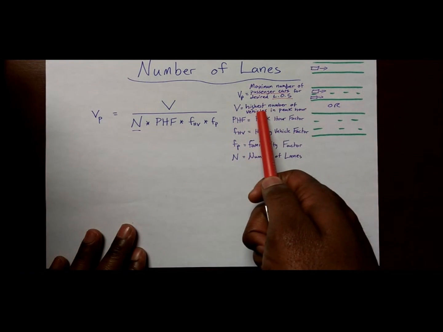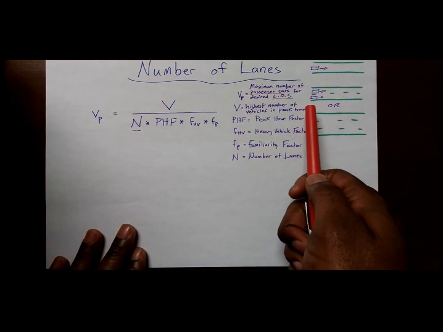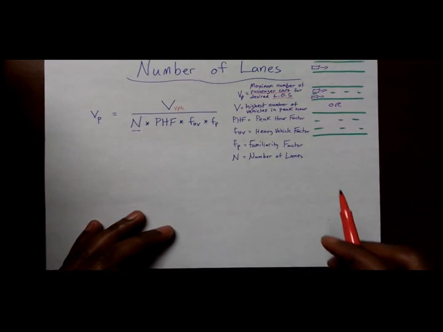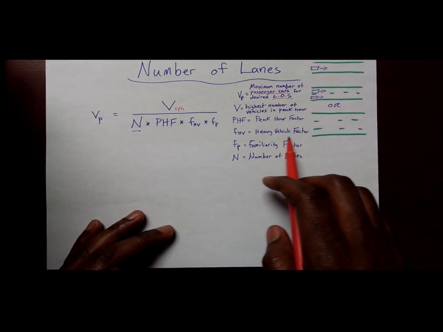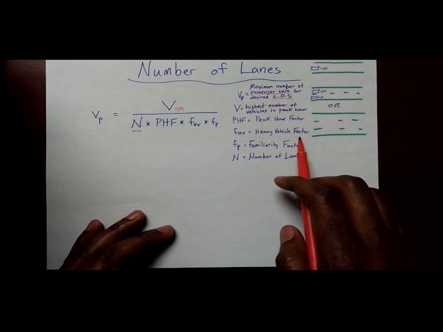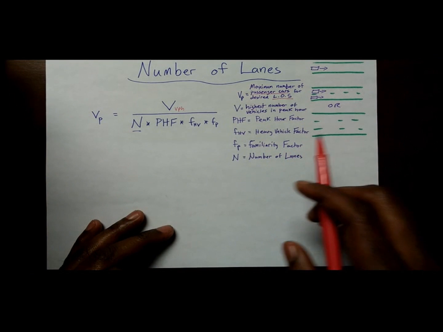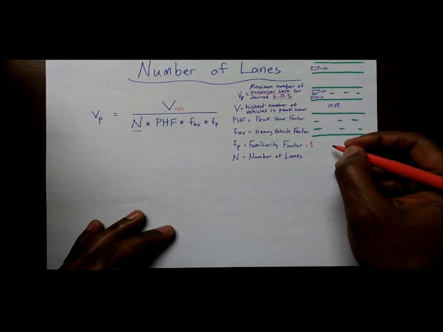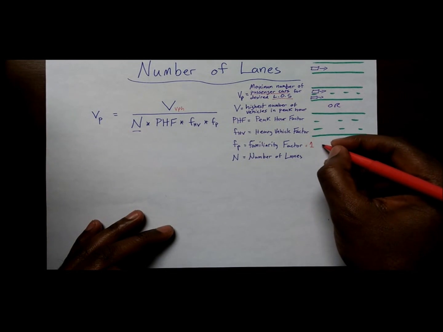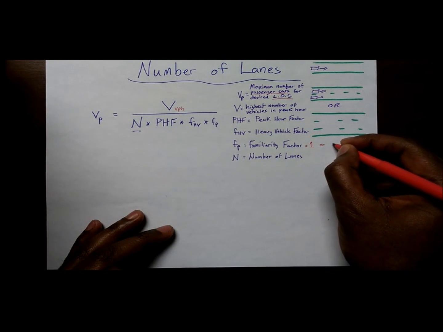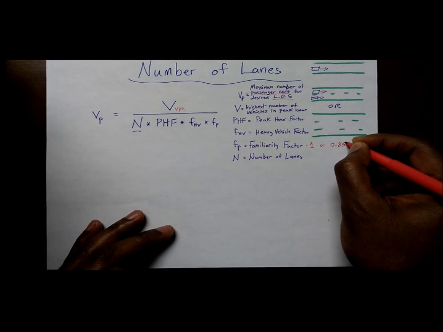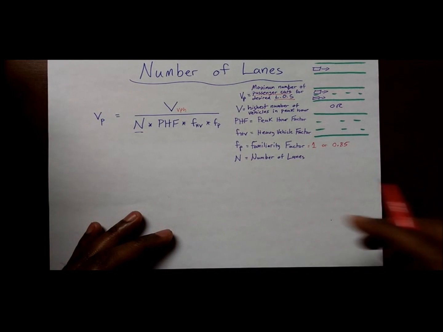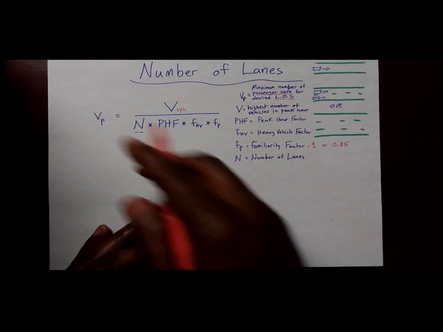This is the highest number of vehicles in a peak hour, so that's your peak hour volume. So that V is going to be in vehicles per hour. You're going to have the peak hour factor, unitless here. Another factor that's unitless, heavy vehicle factor, familiarity factor. We typically give that a value of 1. In an unfamiliar place, we might decrease it to 0.85, but in most cases it's a familiar road, people are familiar with it, we'll give it a 1. And then of course you have your number of lanes, so this can be modified.